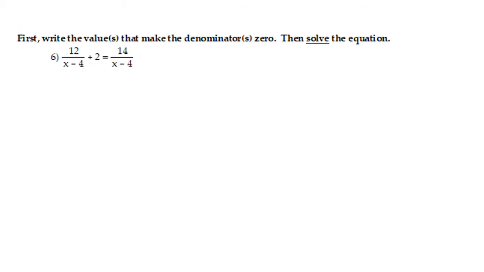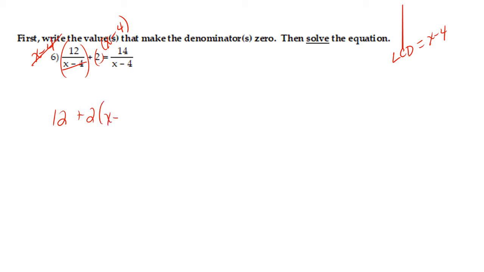Now, when solving a rational equation with fractions, I like to use the least common denominator, which here would be x minus 4, and use that to cancel out. So I'm going to put x minus 4 by the first term, and it cancels the fraction, leaving 12. Then I will put x minus 4 by that 2. That does not cancel. It leaves me 2, and then that x minus 4, which I will distribute.